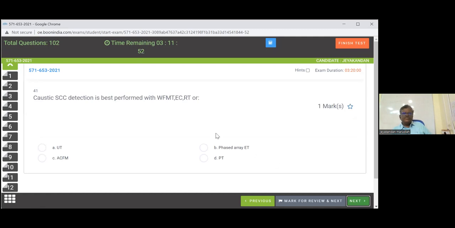Detection is best performed with WFMT. EC, RTR, ACFM are the NDT methods for caustic stress corrosion cracking. Then the following surface preparation methods for cracking detection. So, surface preparation. Now they have removed this one.